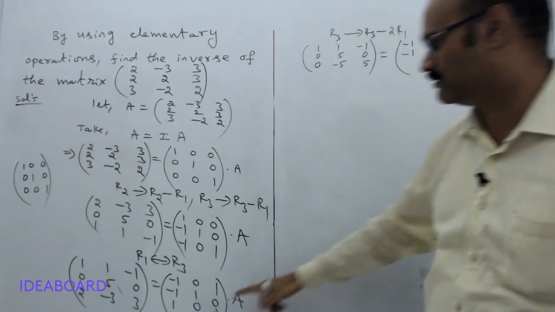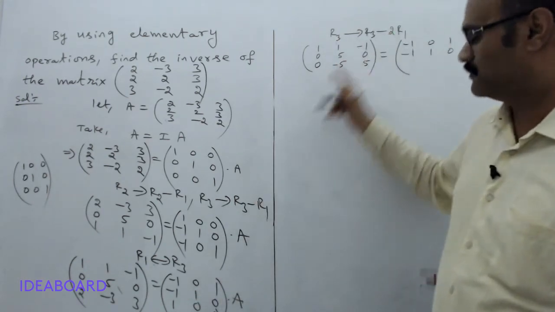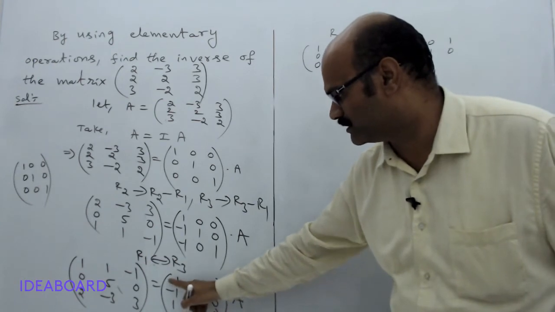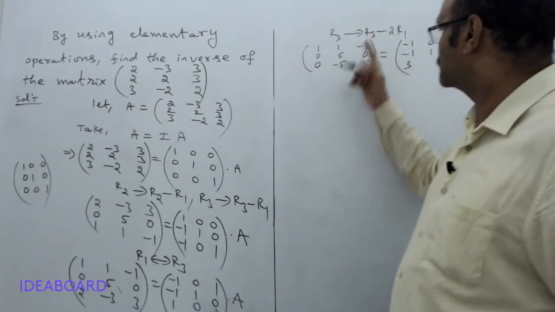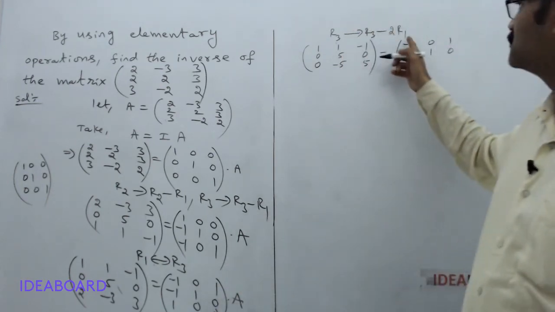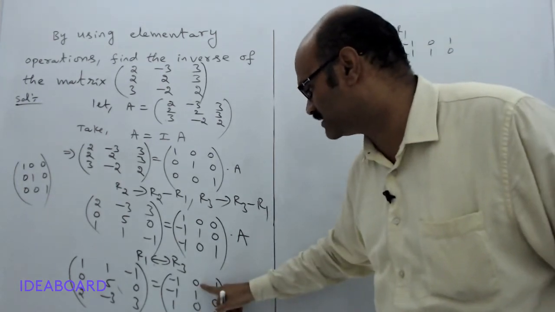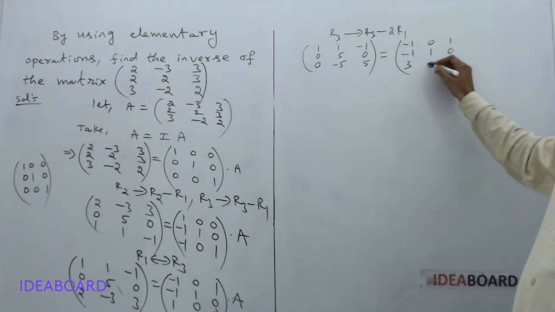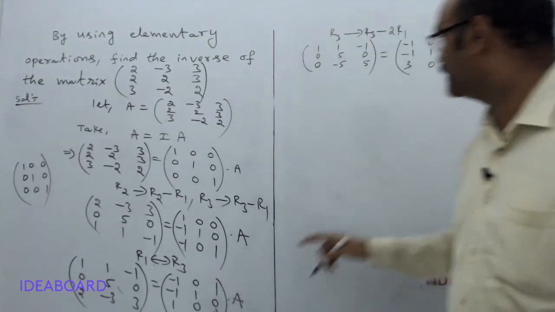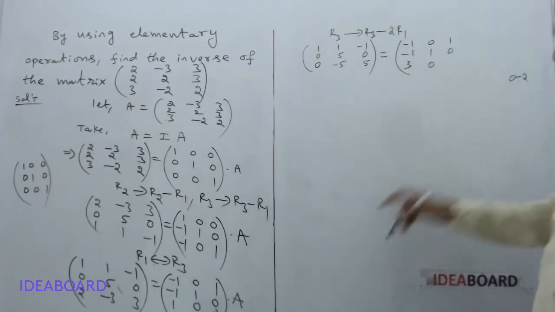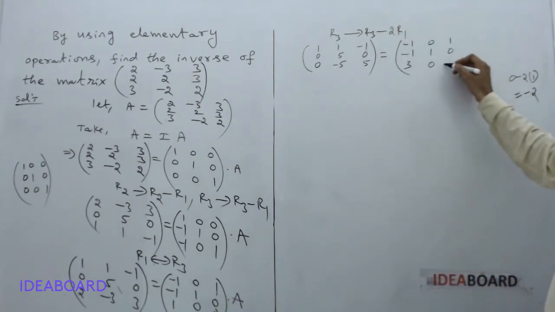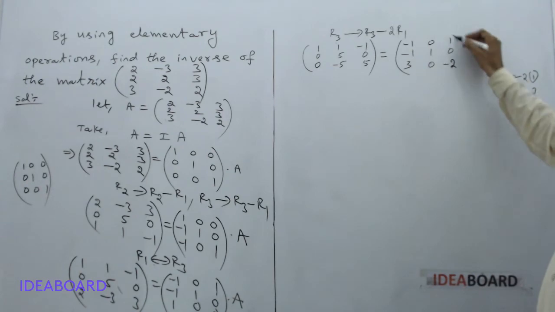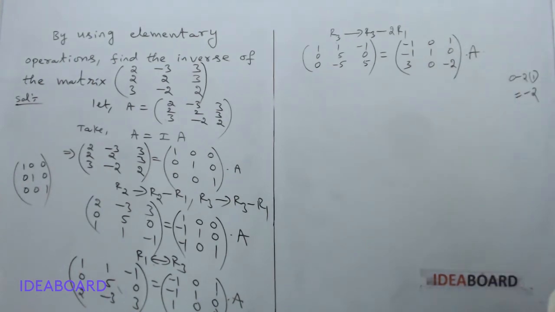Now R3 changing. R3 minus 2 into R1. Minus 2 into minus 1, 2. 2 plus 1, 3. Next, R3 minus 2 into R1. 0 minus 2 into 1 equal to minus 2. So let me write minus 2 here into the matrix A.